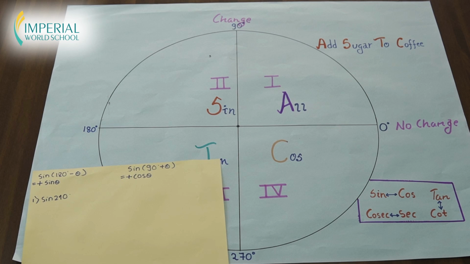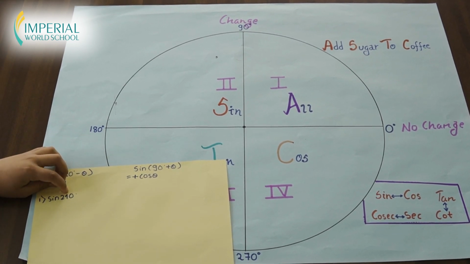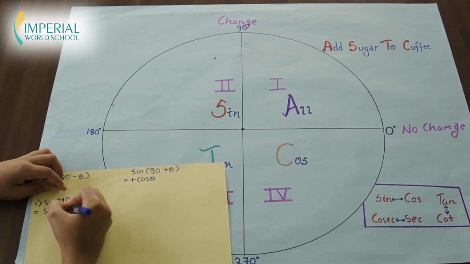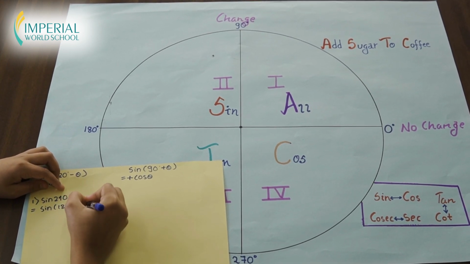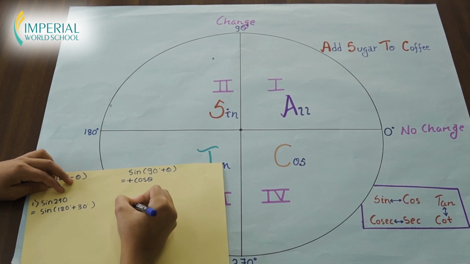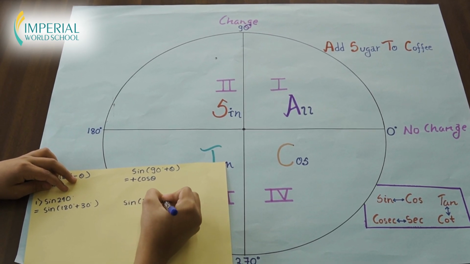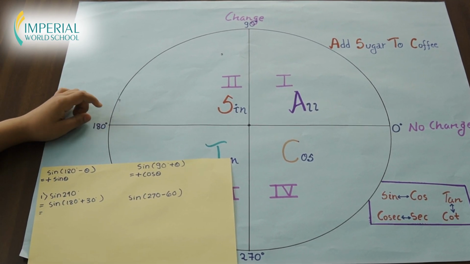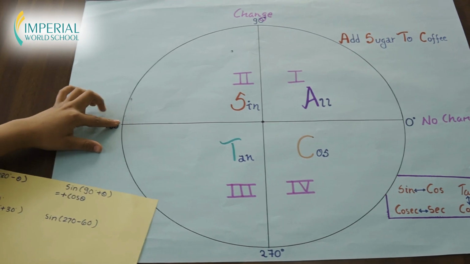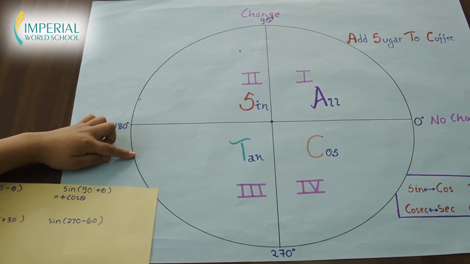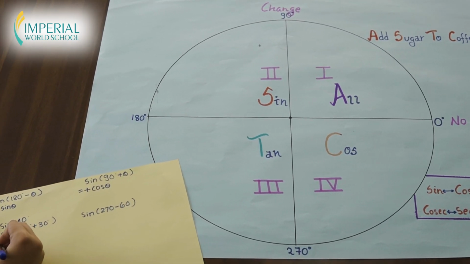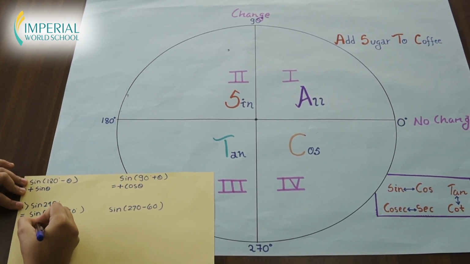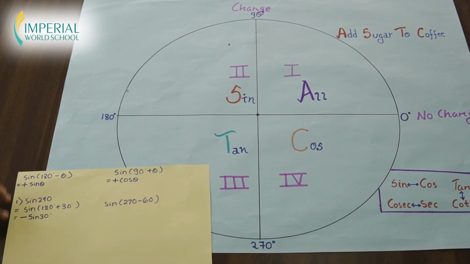Now we're going to try it with some examples. First, we're going to take sine 210 degrees. We can write this in 2 ways. We can write this as sine of 180 plus 30 degrees, and another way, we can write this as sine of 270 minus 60. Solving it using the first one, sine of 180 plus 30: 180 plus 30 means that it lies in the third quadrant. In the third quadrant, sine is negative, so it will be minus. And this is the no change of axis, so it remains sine. So our final answer is minus sine 30 degrees.